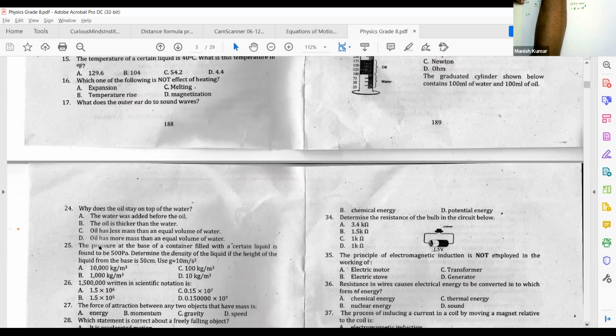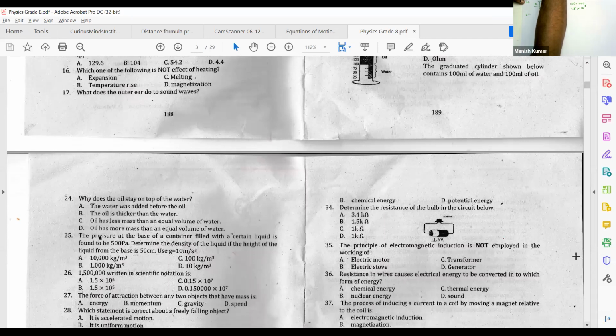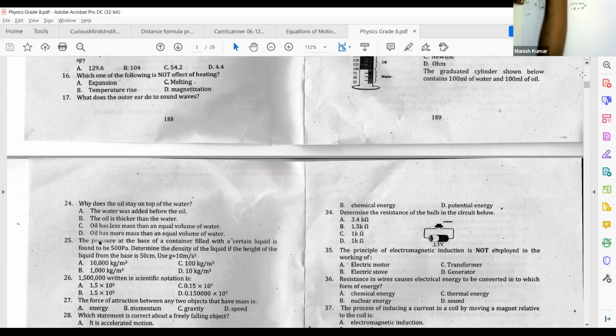So the 27th question. Start. Type in your answers. Okay, we have B, we have C. The correct answer is that the force of attraction is gravity, which is C. C is the correct answer.